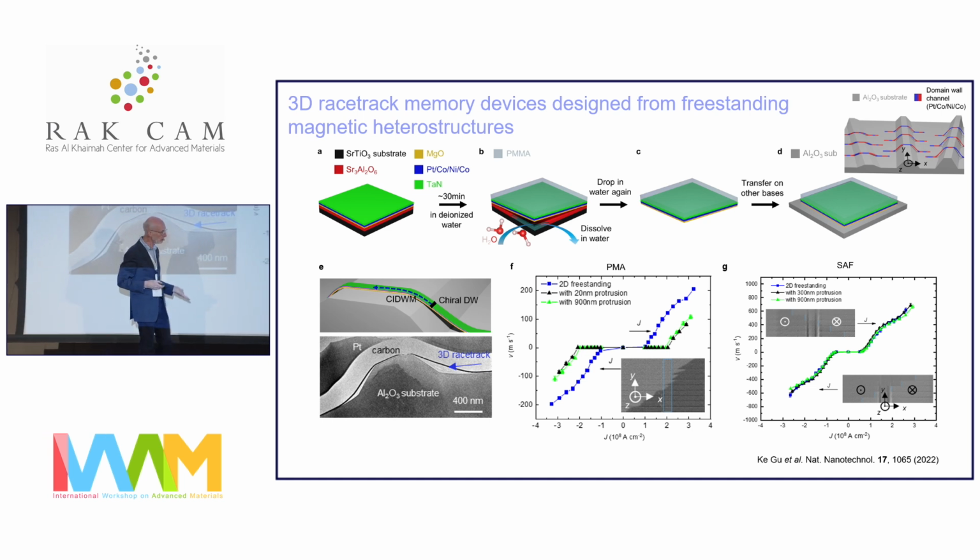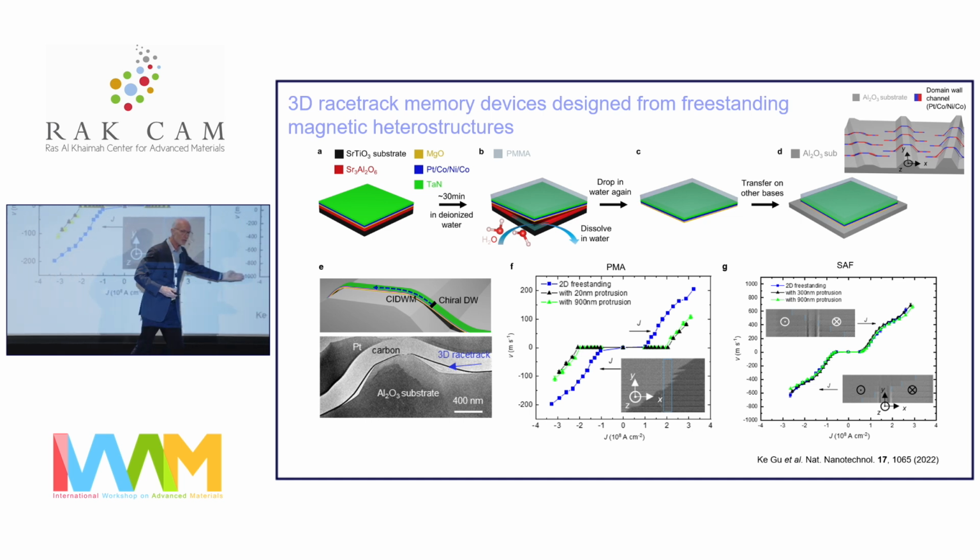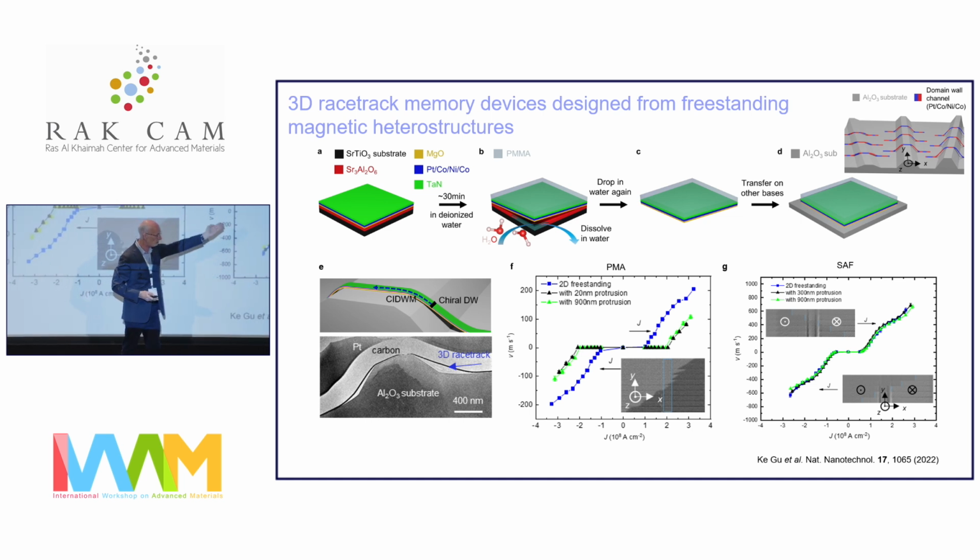And then he found, if you look on the right-hand side here, the velocity of the domain wall as a function of current density, with a threshold current density. The blue curve is the freestanding membrane, and the green curve is after we've draped it over a 900 nanometer tall protrusion, and you can see the velocity versus current density is the same.